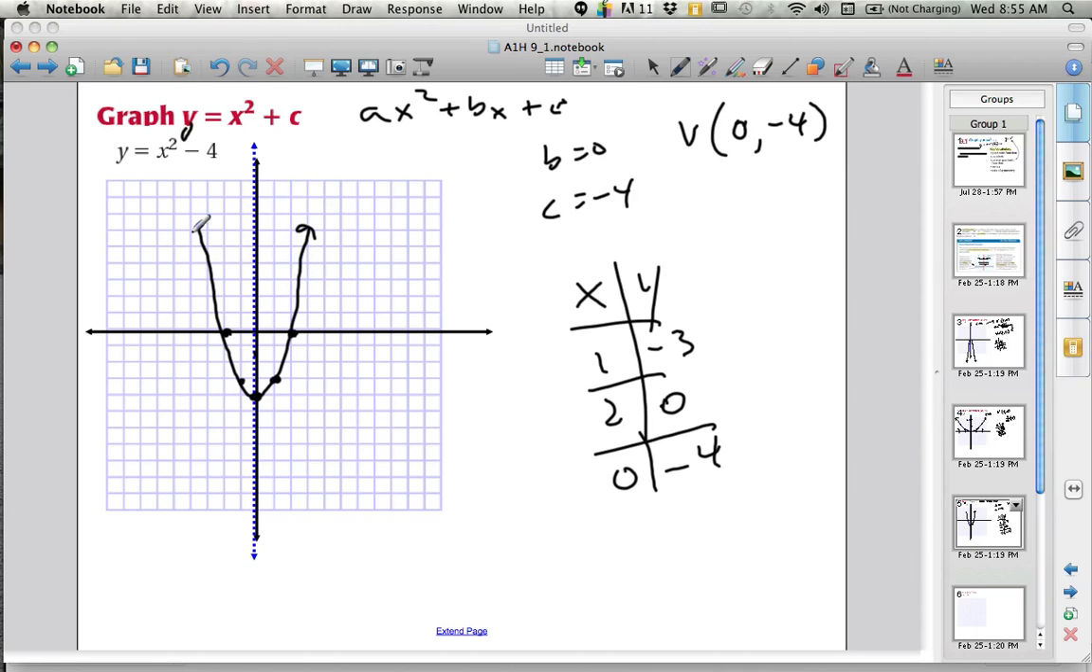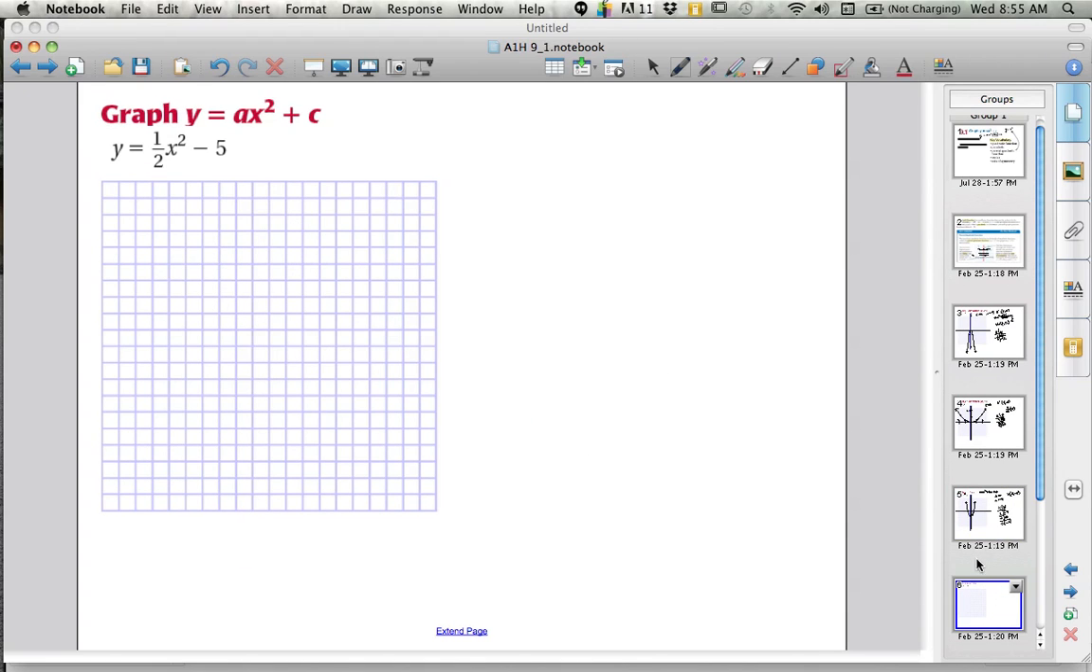So you'll see, again, the leading coefficient is positive, so it opens up. And 1 is smaller than 3, so you'll see this is a little less narrow than the first example I gave you. Let's take a look at another one. Okay, again, we know that this is going to open up and it's going to be wider, more like an umbrella. I know my vertex is going to be at 0, -5, because my B is 0 and C is -5.